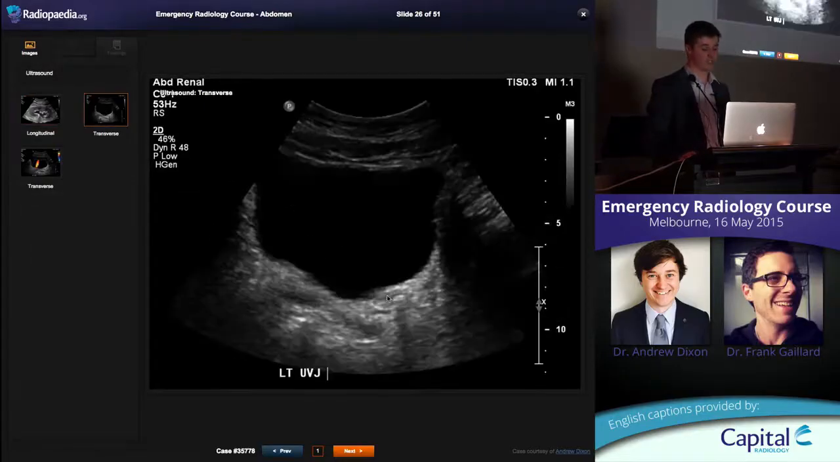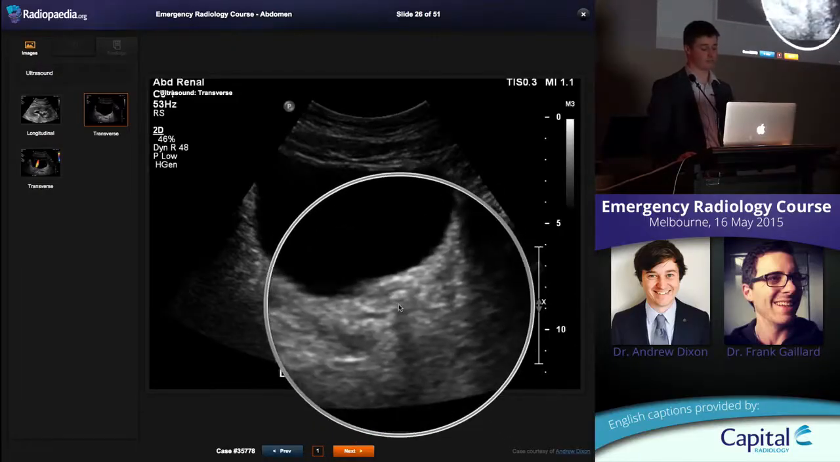You occasionally do see a stone. Here's an example at the VUJ. You see that little echogenic thing and the shadow behind it, all right?